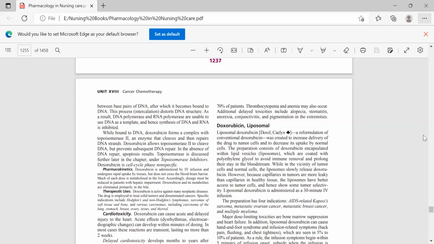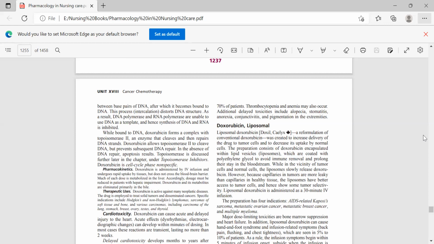Regarding the kinetics, as we have learned earlier, per oral administration is not possible, so it is given by IV infusion, and distribution is rapid. It does not cross the BBB, that is the blood-brain barrier. It is metabolized in the liver, and in patients with hepatic impairment, the doxorubicin dose must be reduced or adjusted according to the patient's condition. The metabolites are eliminated in the bile. So it is very important to understand that metabolism and excretion are both through the liver.